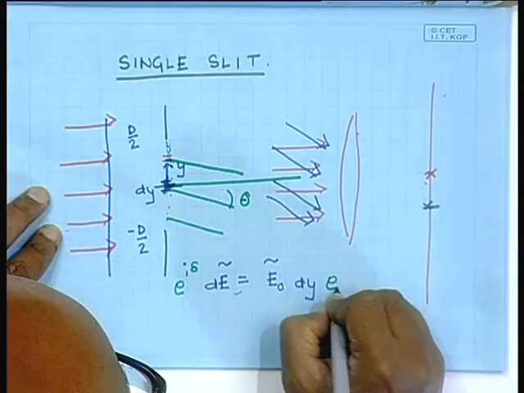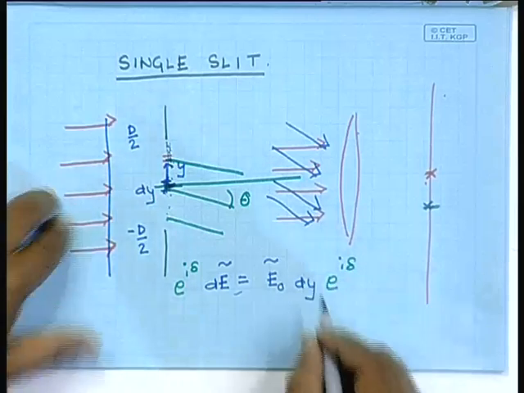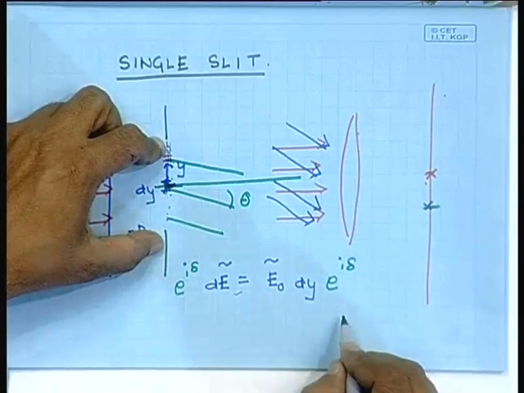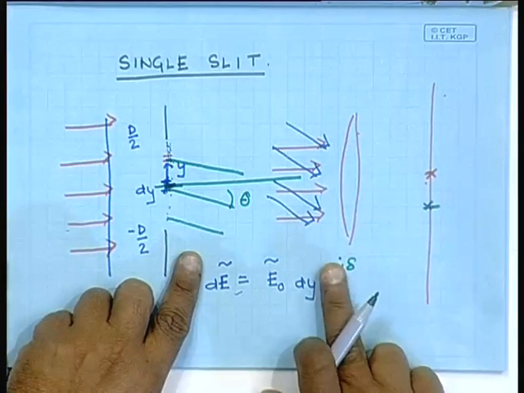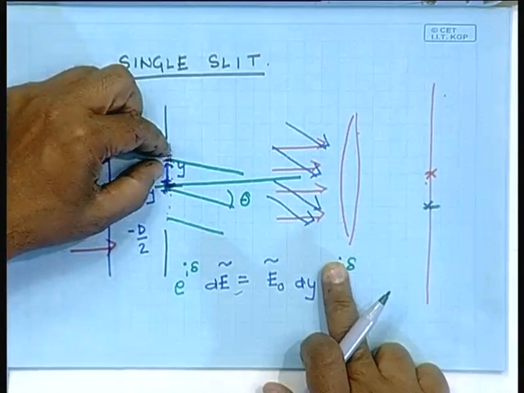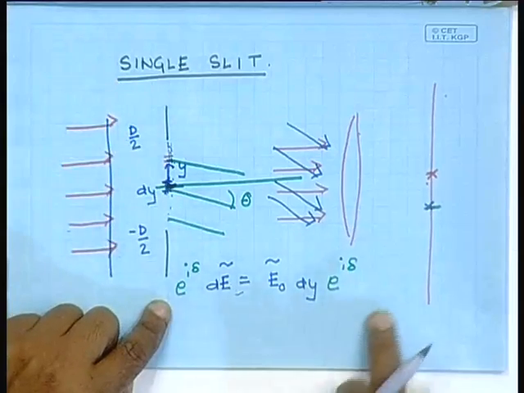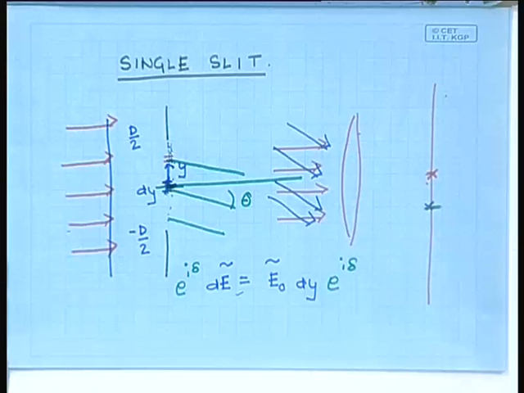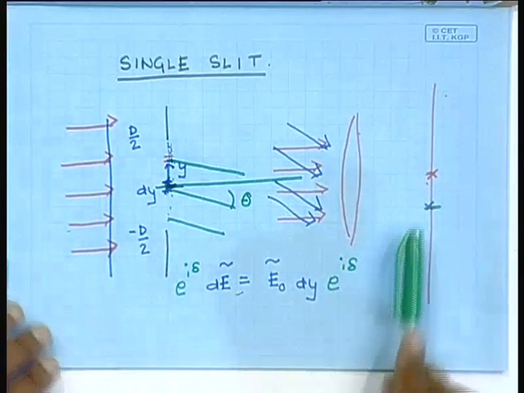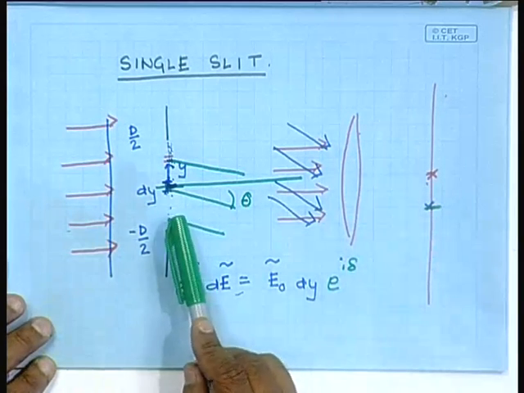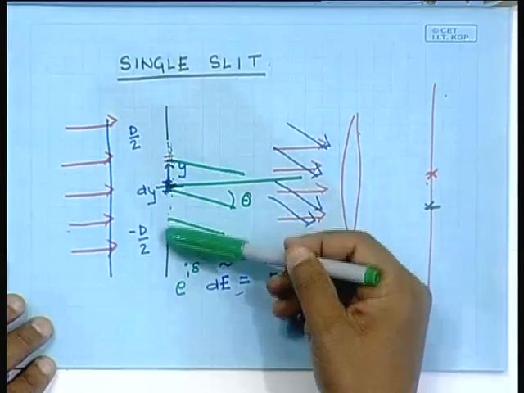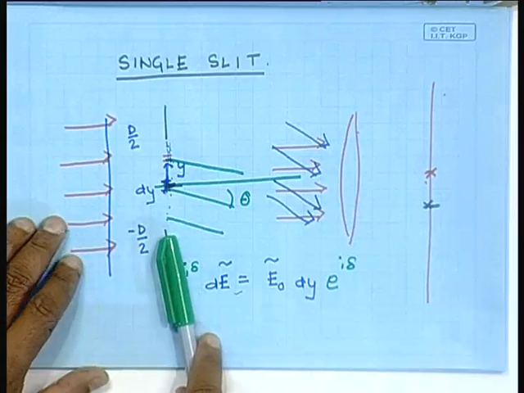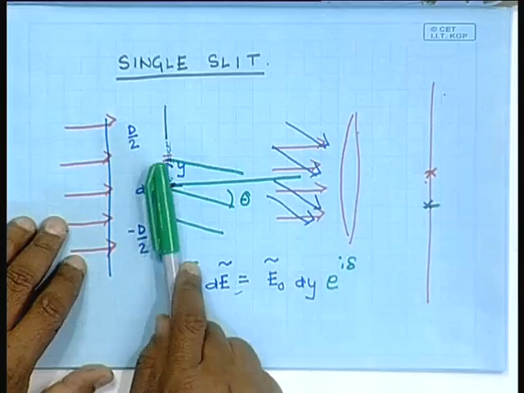The contribution from any element dy on the slit is going to be this. If the element were at the center, it would be just this much, but if the element is shifted a distance y from the center, there is going to be a phase difference, because it has to travel a different path to this point. Now, when I want to calculate the resultant over here, I have to add up the contribution from all the sources on the slit, which in this case is an integral over y from minus d by 2 to plus d by 2.